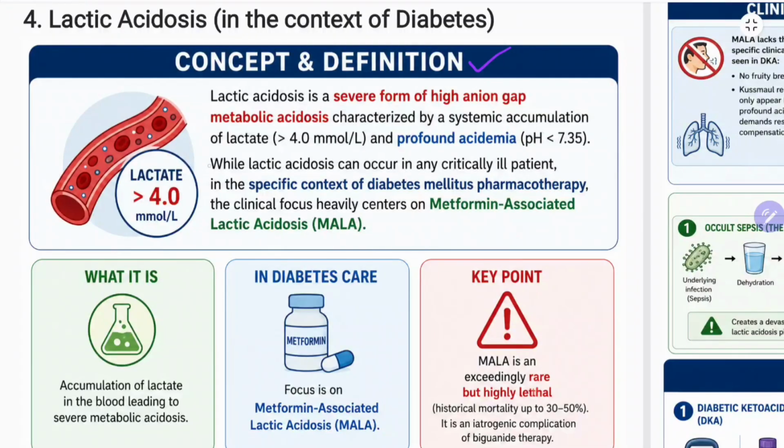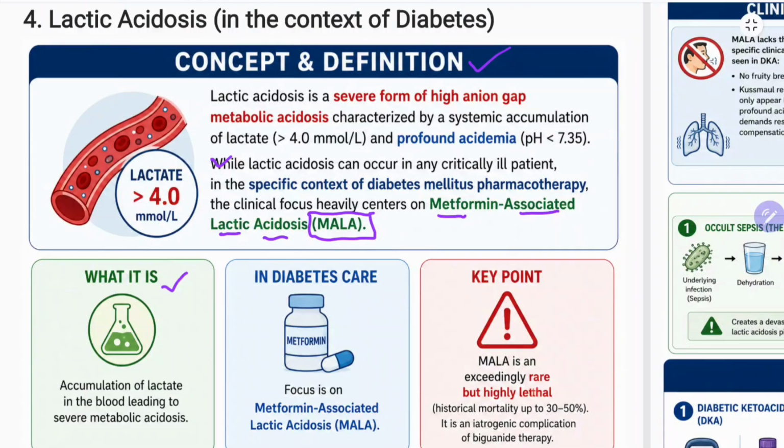While lactic acidosis can occur in any critically ill patient, in the specific context of diabetes mellitus pharmacotherapy, the clinical focus heavily centers on Metformin-Associated Lactic Acidosis, in short also called MALA. This is common in diabetes mellitus patients, particularly in elderly patients who are critically ill and with comorbidities like CKD or liver disease. So in these patients it is very much common.